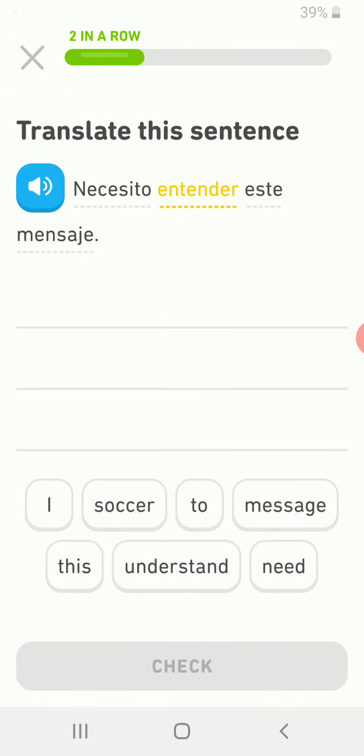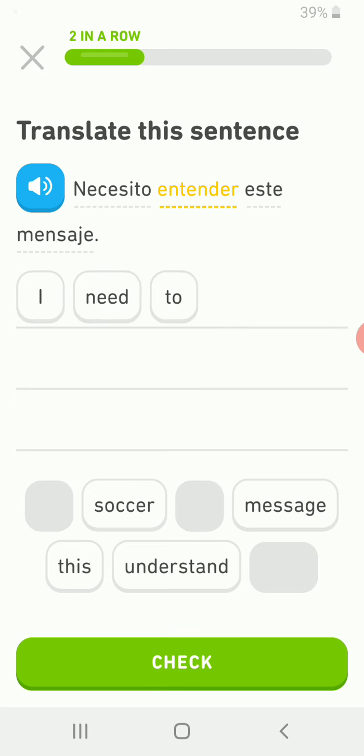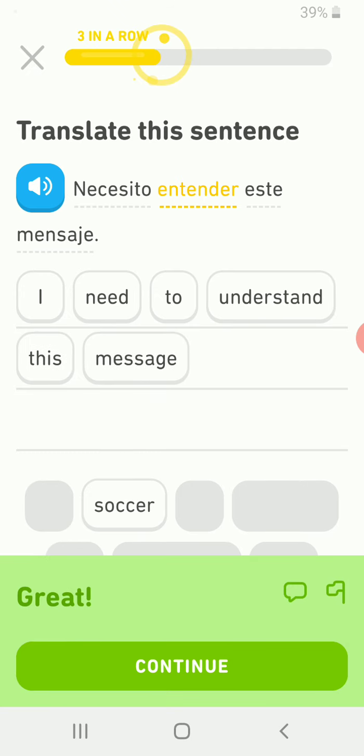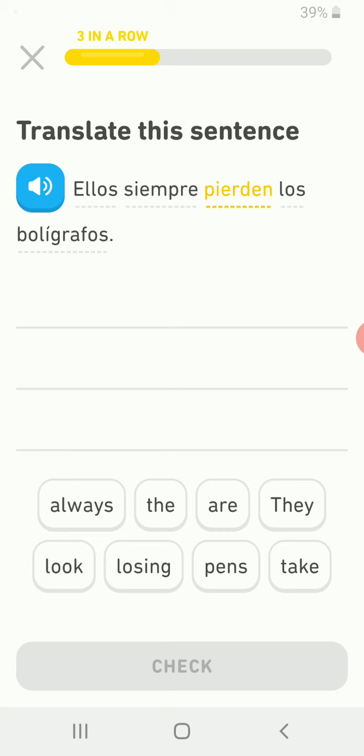Necesito entender este mensaje. So I need to... entender is to understand. Yes, this message. I was thinking it's escuchar because it's entendre, like to hear in French, but in Spanish, entender is like to understand, comprender. Ellos siempre pierden los bolígrafos.